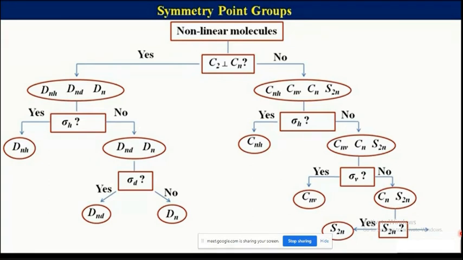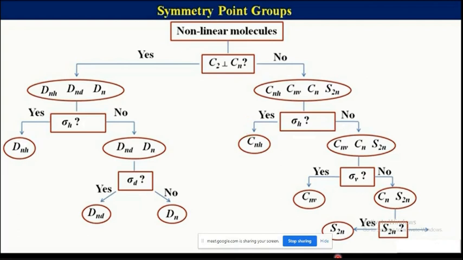You need to find out whether C2 is perpendicular to the principal axis of rotation or not. If it is perpendicular, then only 3 possibilities are there: one, Dnh, then Dnd, then Dn. Then you will see sigma h. If sigma h is present, it means Dnh. And if sigma d is present, then the possibility is Dnd, otherwise Dn.